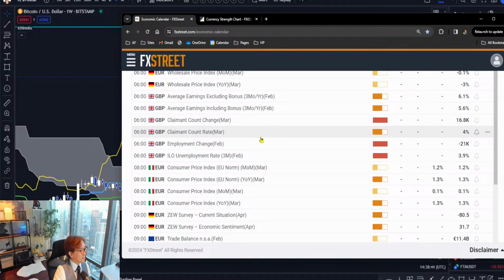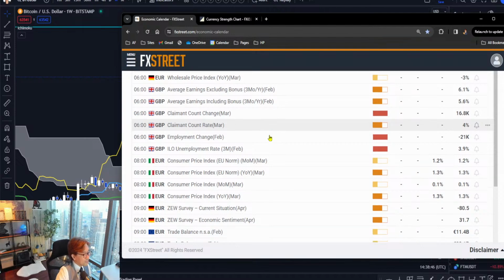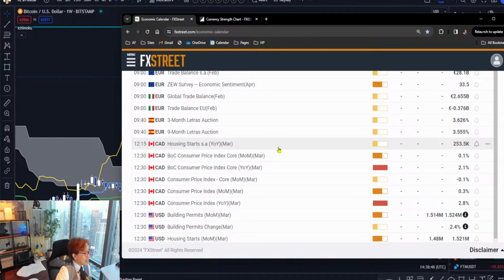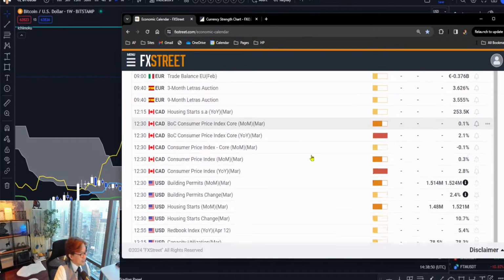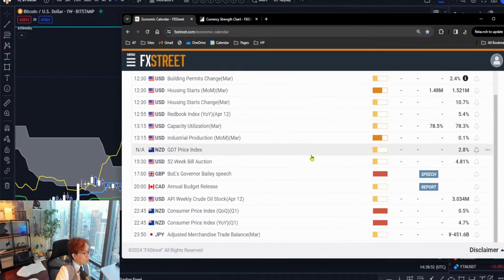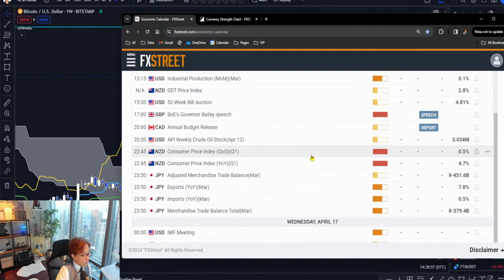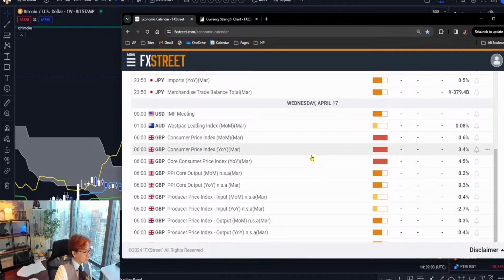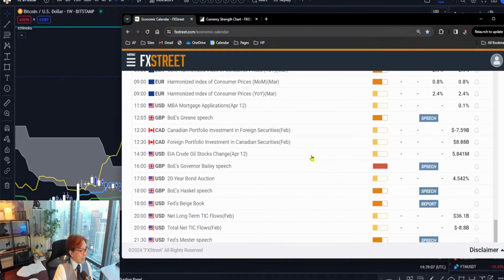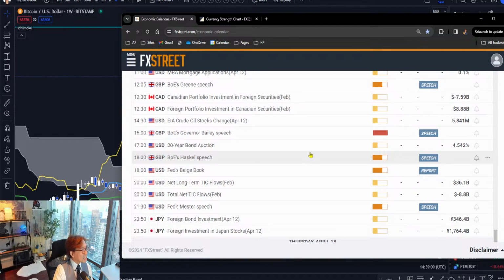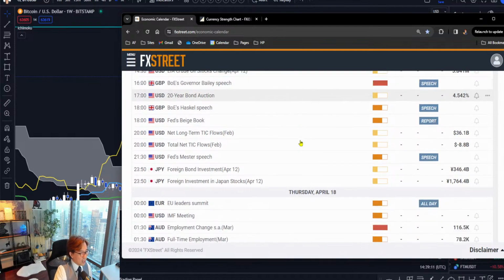Tuesday 16th, we have employment change in the UK, and CPI in Canada, and also BOE Governor Bailey's speech in the UK. And technically Wednesday 17th in the morning, Asian session, there will be CPI in New Zealand. And CPI also in the UK. And BOE Governor Bailey's speech in the UK also.